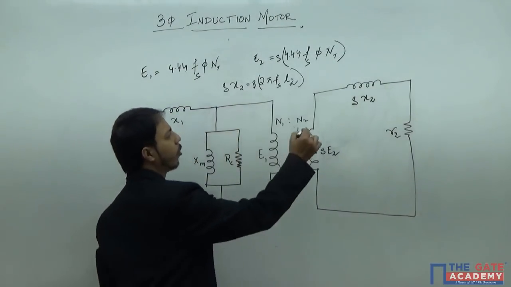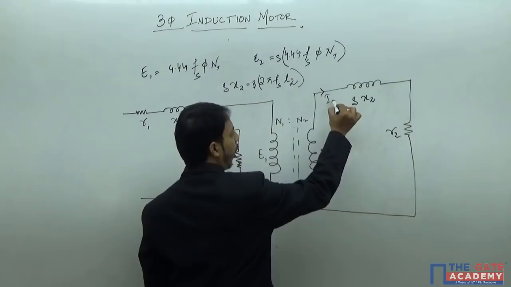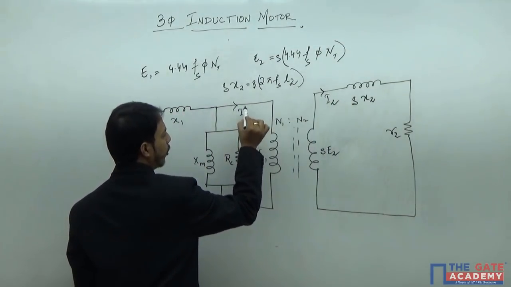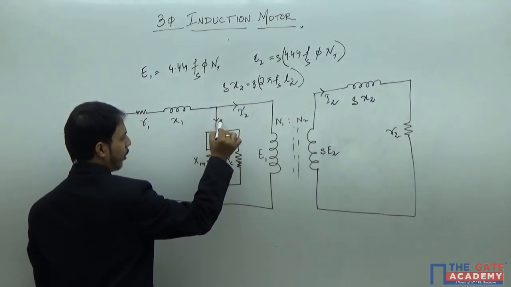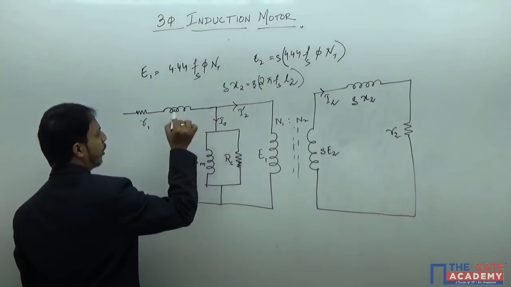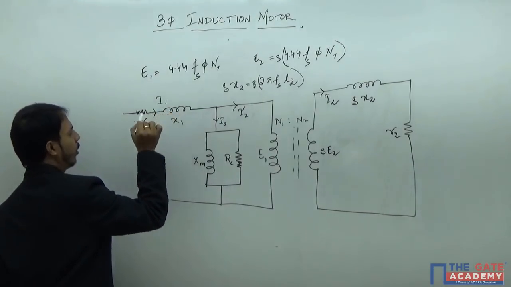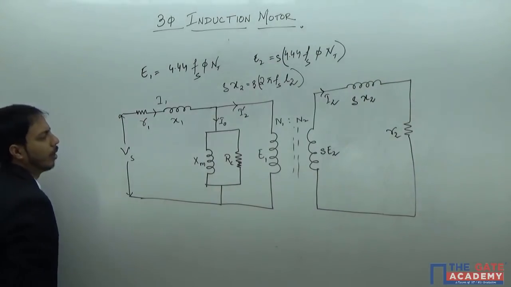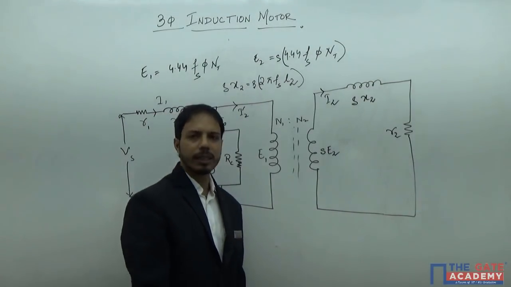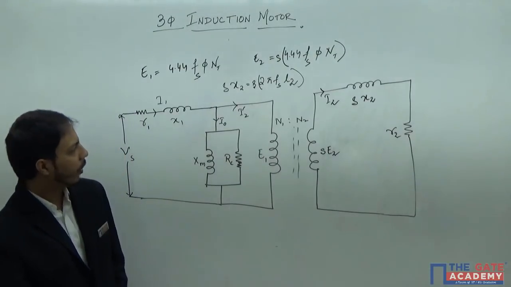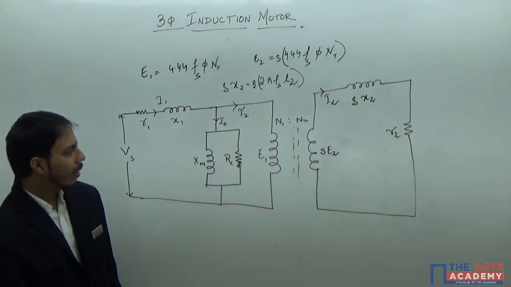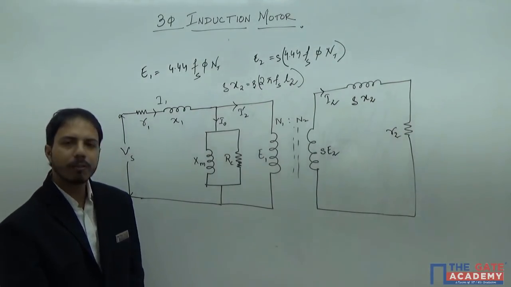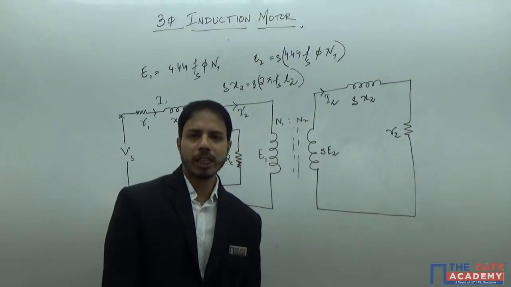Now the current that will be flowing here will be I2. The current that will flow here will be I2 dash. This is I0. This is, let's say, I1. And this is my supply Vs. So this is the equivalent circuit of the induction motor. Now this particular equivalent circuit is not enough. We need to reduce it so that we can analyze the induction motor.